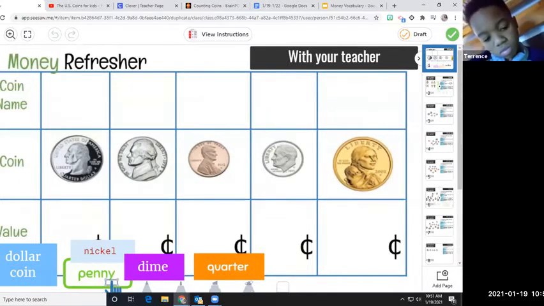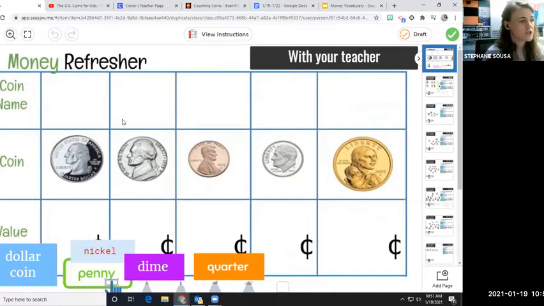All right, so this says, with your teacher, money refresher. This is a review of 2nd grade. In 2nd grade, you learned the coins, you learned what they're called and how much they're worth. Today, we're going to learn how to count them on, okay? So let's take a look at our first coin.